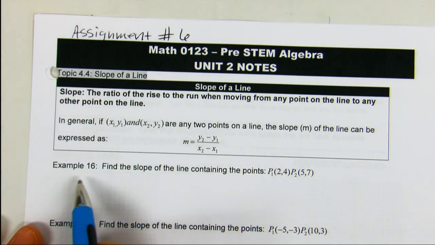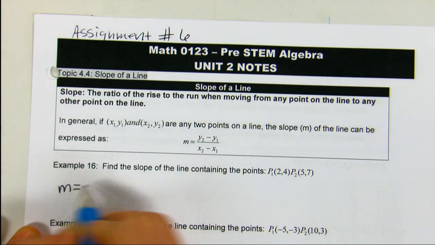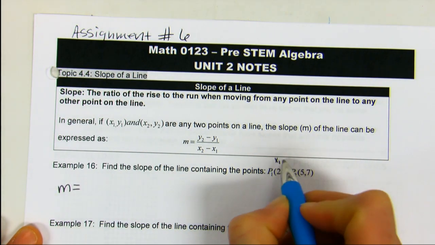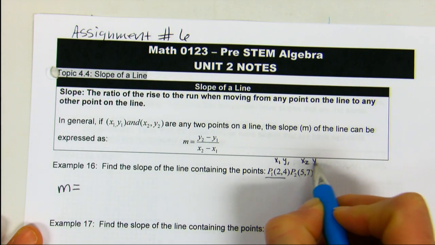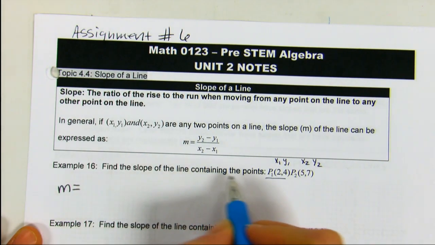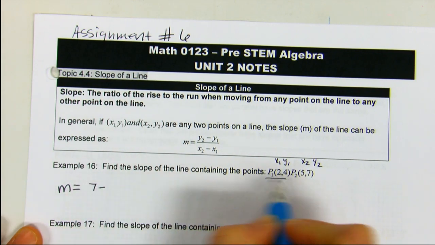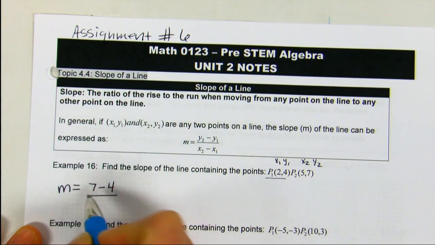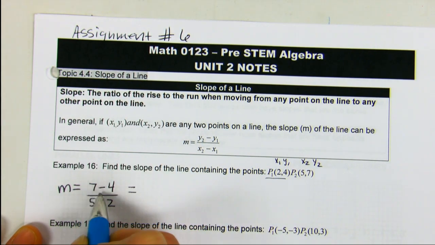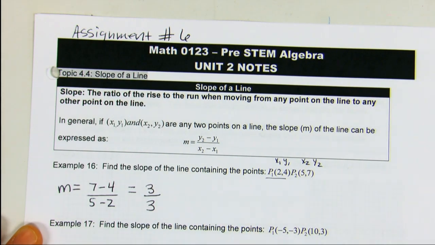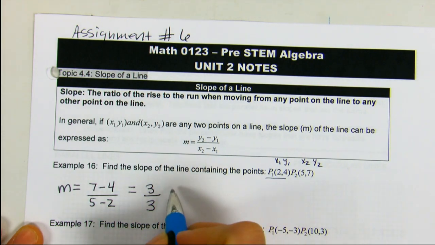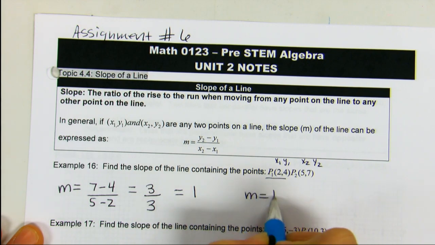So let's practice that with example 16. Remember this is my first x and my first y in this point, and this is my second x and my second y. So what we do is we take our second y and subtract our first, and we put that over our second x and subtract our first. So 7 minus 4 is 3, and 5 minus 2 is 3. And so we would want to reduce that. That would be like saying 1. So my slope is 1.